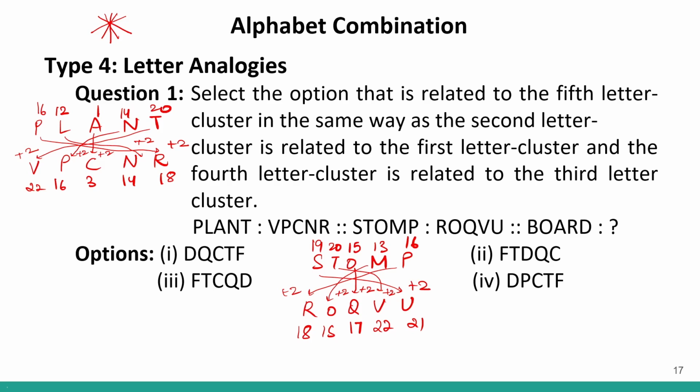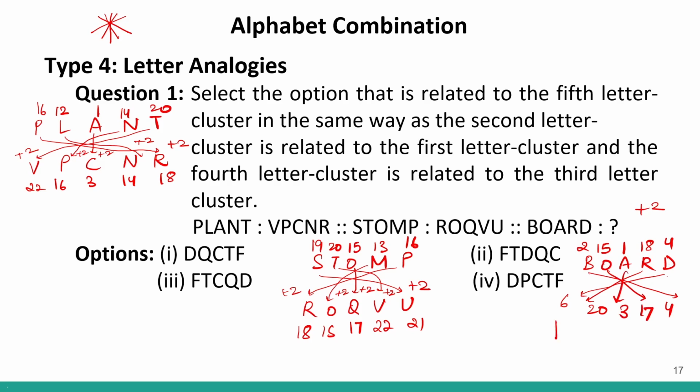So we will do the same thing for BOARD. B is 2, this is 15, this is 1, R is 18 and D is 4. So plus 2 from D will give me 6, right? I am moving plus 2. From B plus 2 will give me 4. From R plus 2 will give me 20. From O plus 2 will give me 17. And from A plus 2 will give me 3.